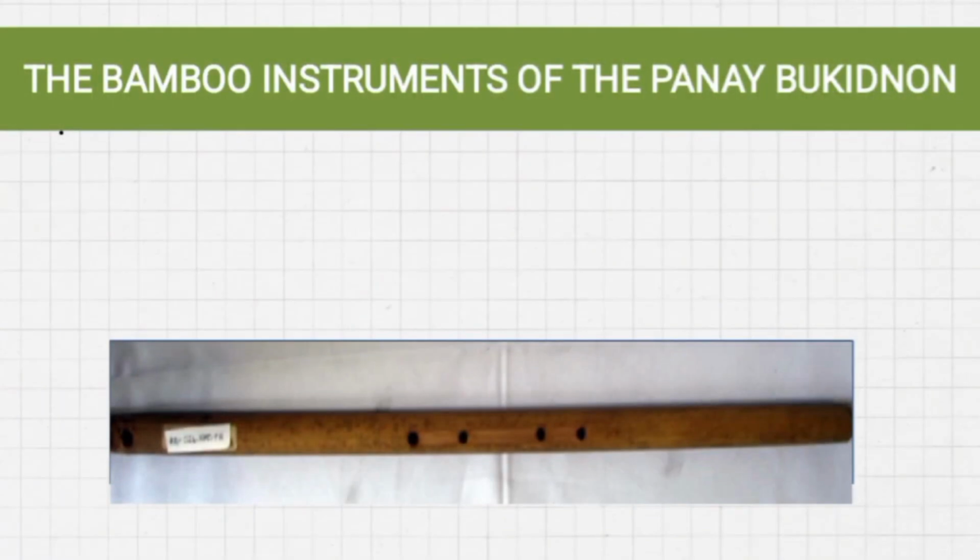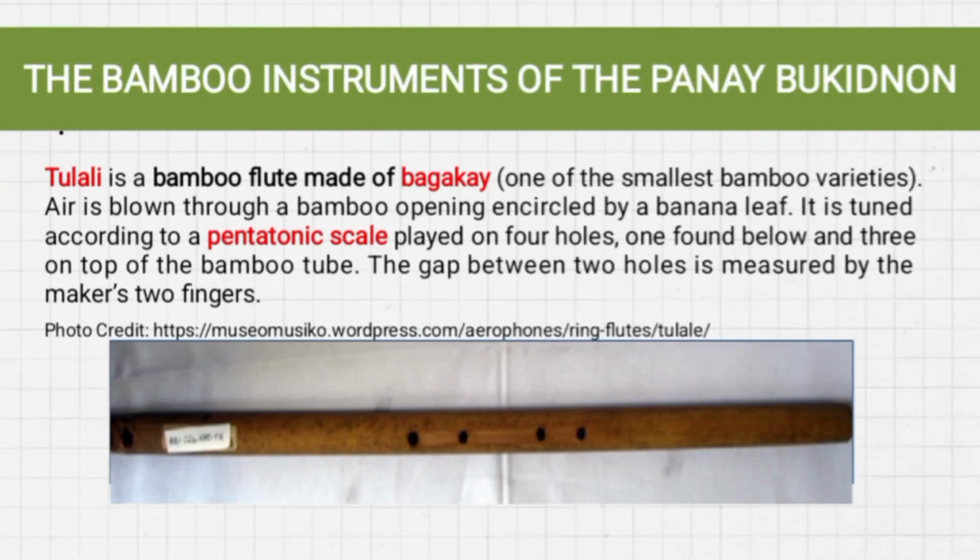So now let's move on with the tulali. When we say tulali, it is a bamboo flute made of bagakay, one of the smallest bamboo varieties. Air is blown through a bamboo opening encircled by a banana leaf. It is tuned according to a pentatonic scale, played on four holes, one found below and three on top of the bamboo tube. The gap between two holes is measured by the maker's two fingers. So that is the tulali.